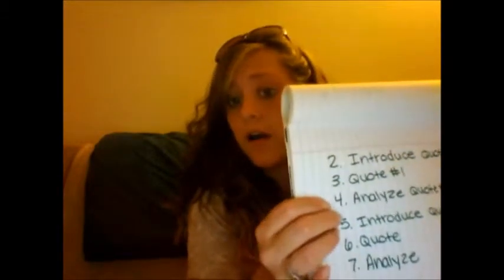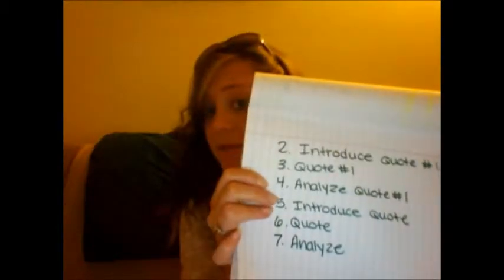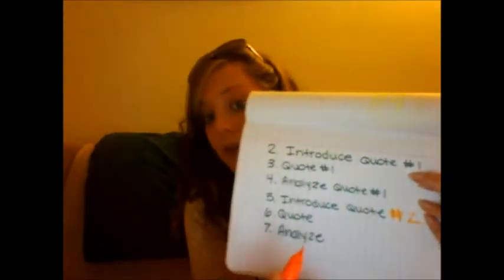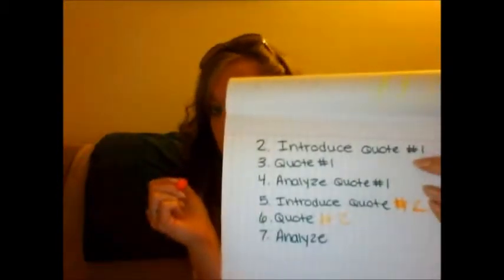Okay, guys, so if your question has asked you for 2 pieces of evidence to support yourself, then you're going to want to make sure that you repeat steps 2, 3, and 4 all over again. Only instead of it being introduce quote number 1, it would be introduce quote number 2. And instead of it being quote number 1, of course, it would be a new piece of evidence. A new quote, right? And you'll provide analysis for quote number 2.